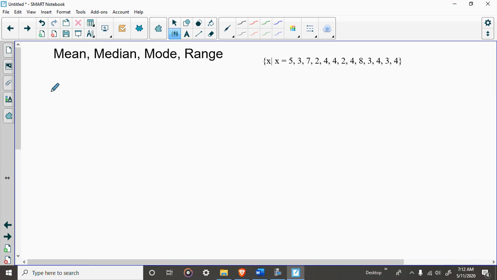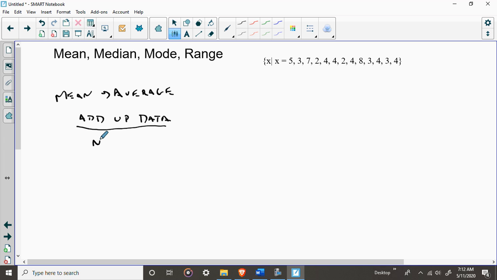So your mean is your average. If you know how to take an average, you go ahead and take an average. What you're going to do is add up all your pieces of data, add up all these numbers, and divide by however many entries there are. So we're going to say: add up data and divide by the number of entries.